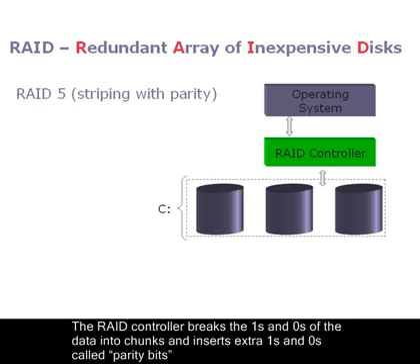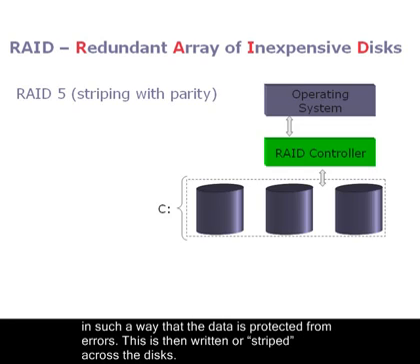The RAID controller breaks the ones and zeros of the data into chunks and inserts extra ones and zeros called parity bits in such a way that the data is protected from errors. This is then written or striped across the disks.